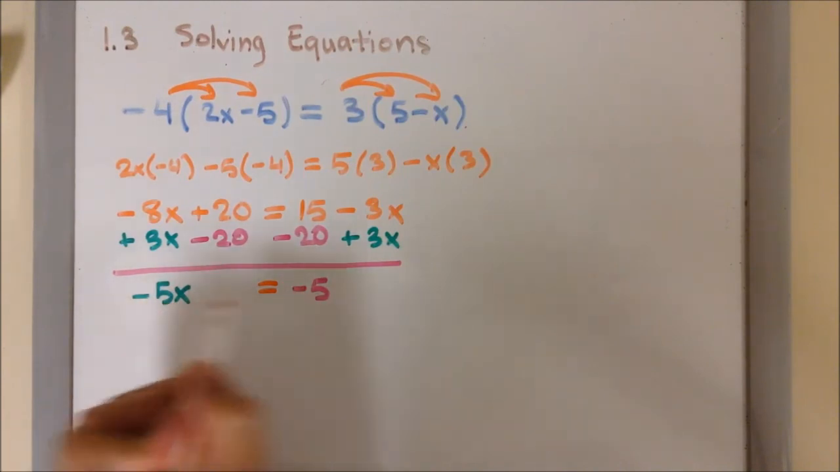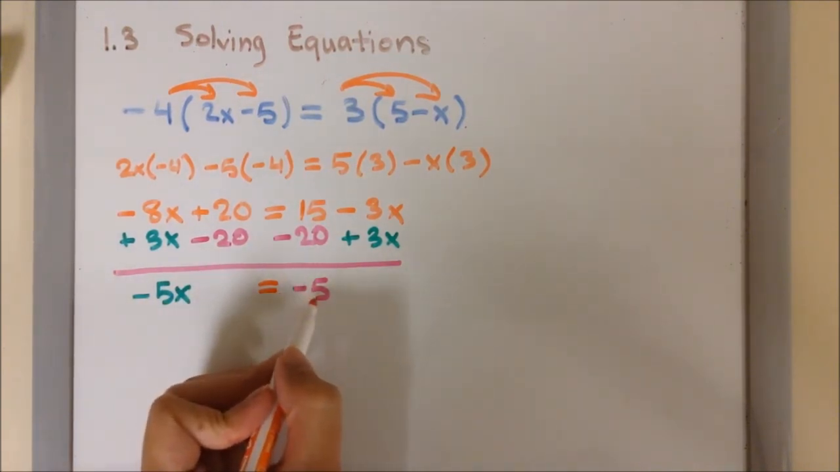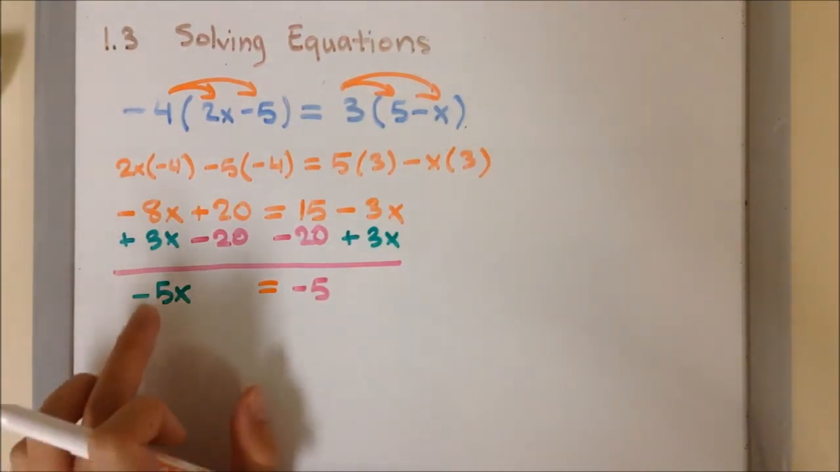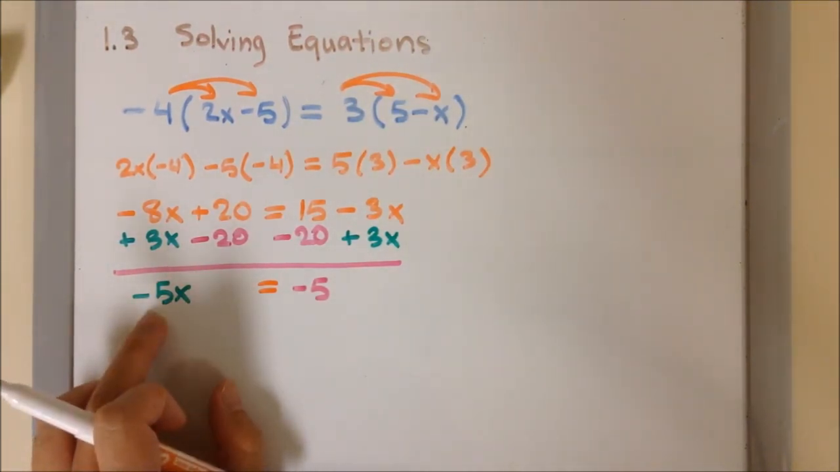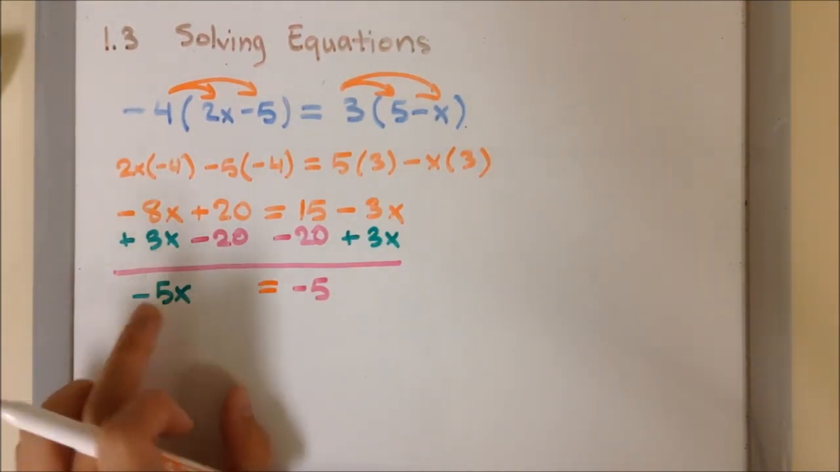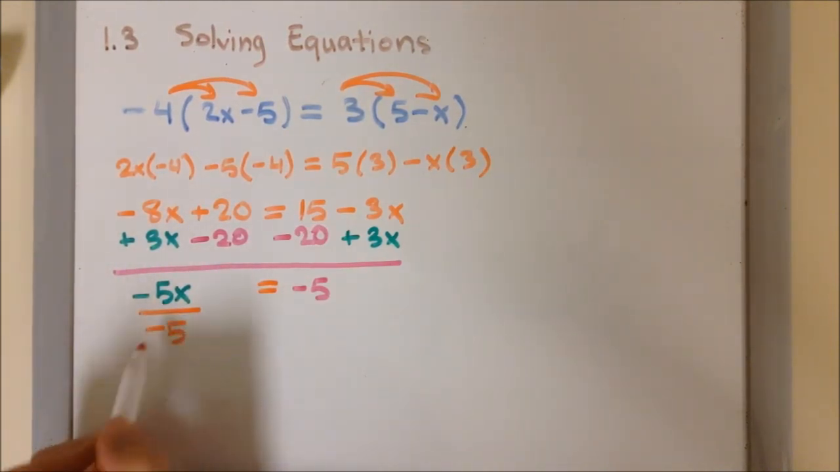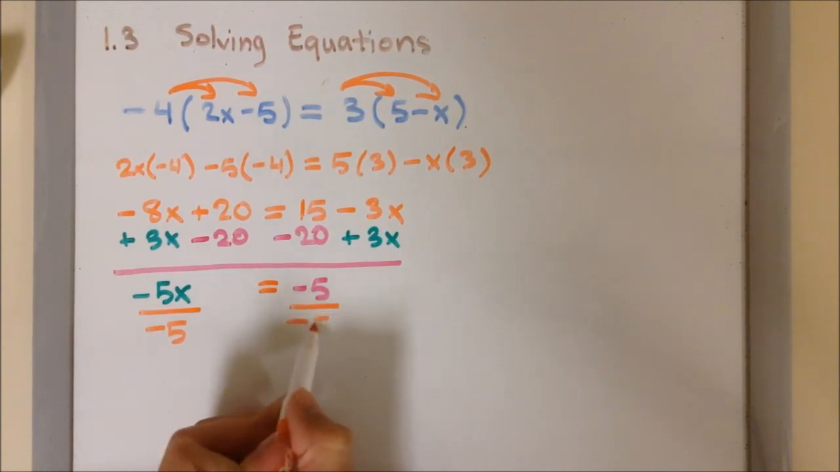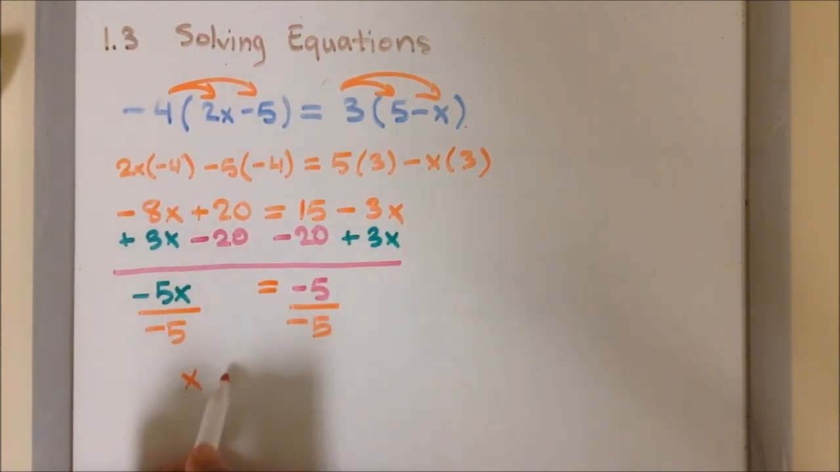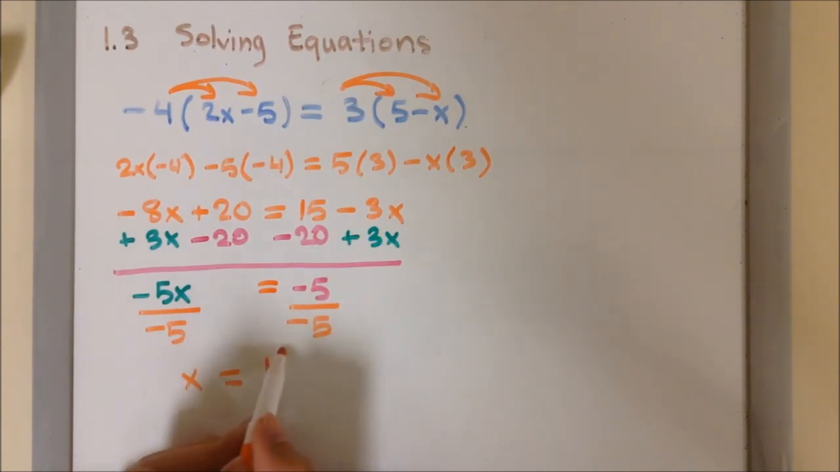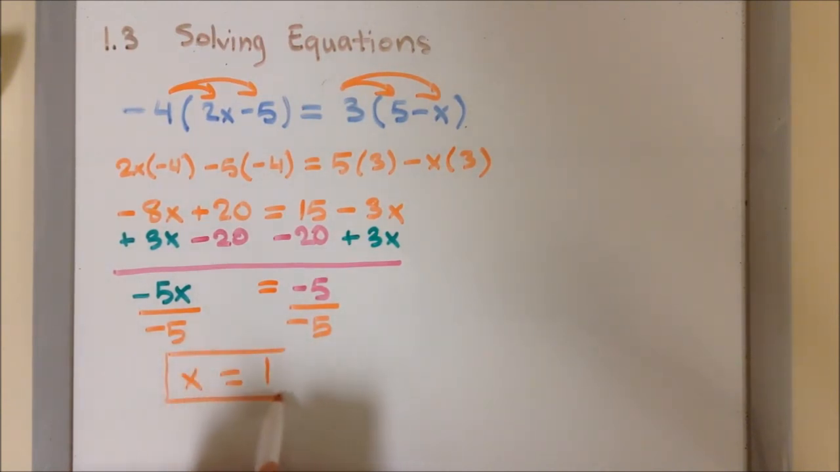So it's negative 5x equals negative 5. Now if I want x by itself, I need to remove the negative 5. Right now it's negative 5 times x. The opposite is divide by negative 5. Divide by negative 5. So x equals negative 5 divided by negative 5, positive 1. So this is our final answer.